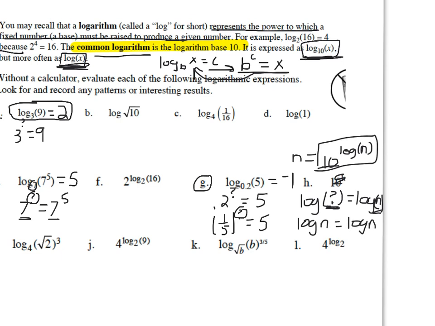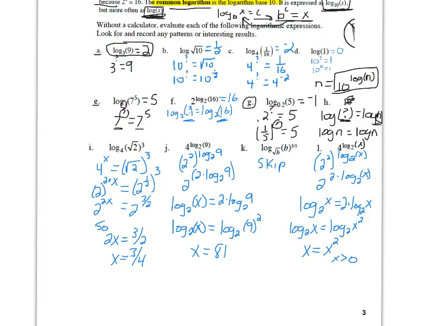Now what I'd like you to do is pause this, try a few, and then come back and check your answers. Okay, welcome back. You can take a look at your answers up here for B and C and D. In D, just talking about that, our base is 10, so 10 to some power has to be 1. Well, that power, that exponent, has to be 0. Because anything that is 0 power gives you 1.